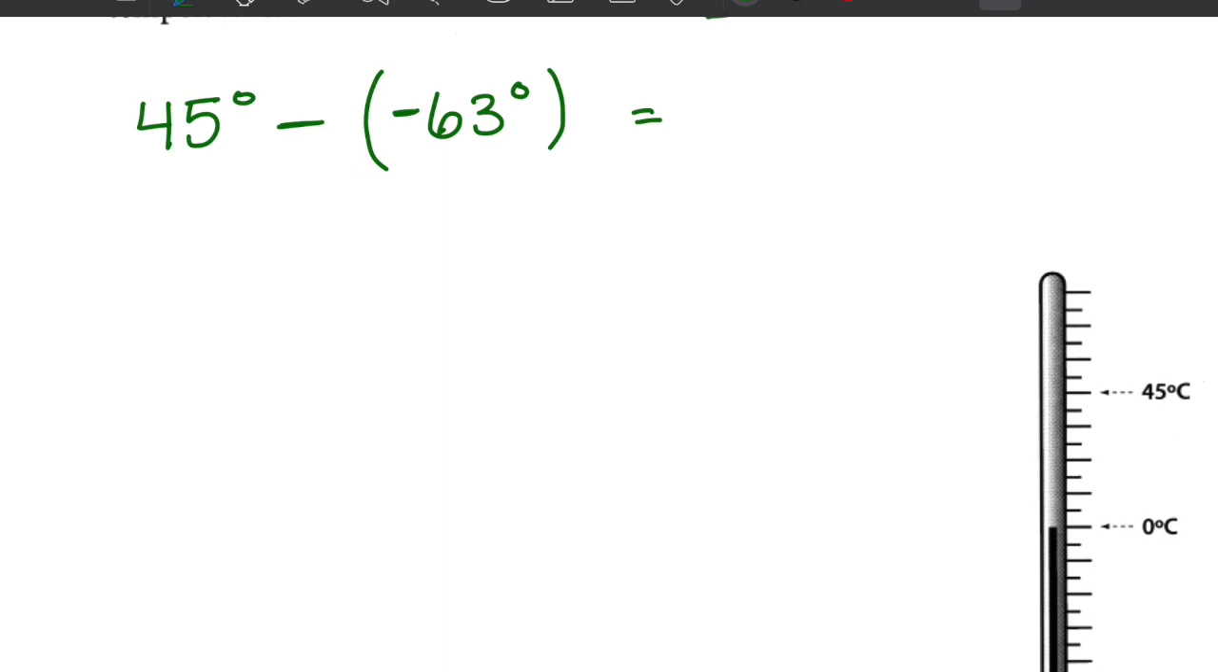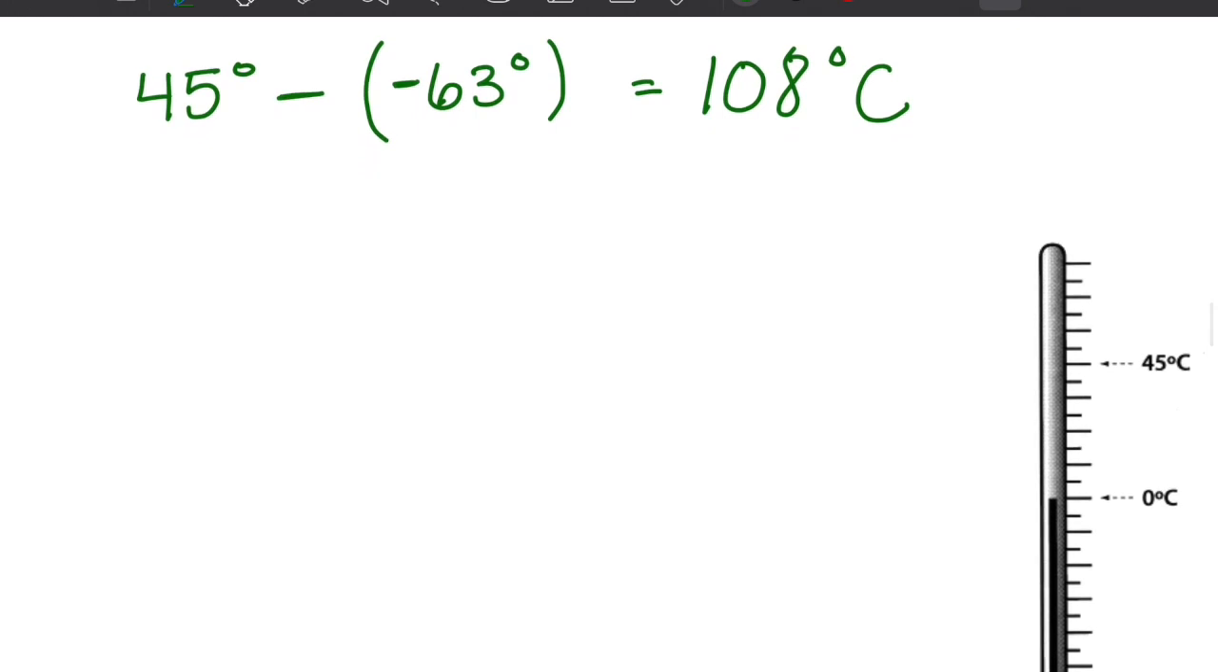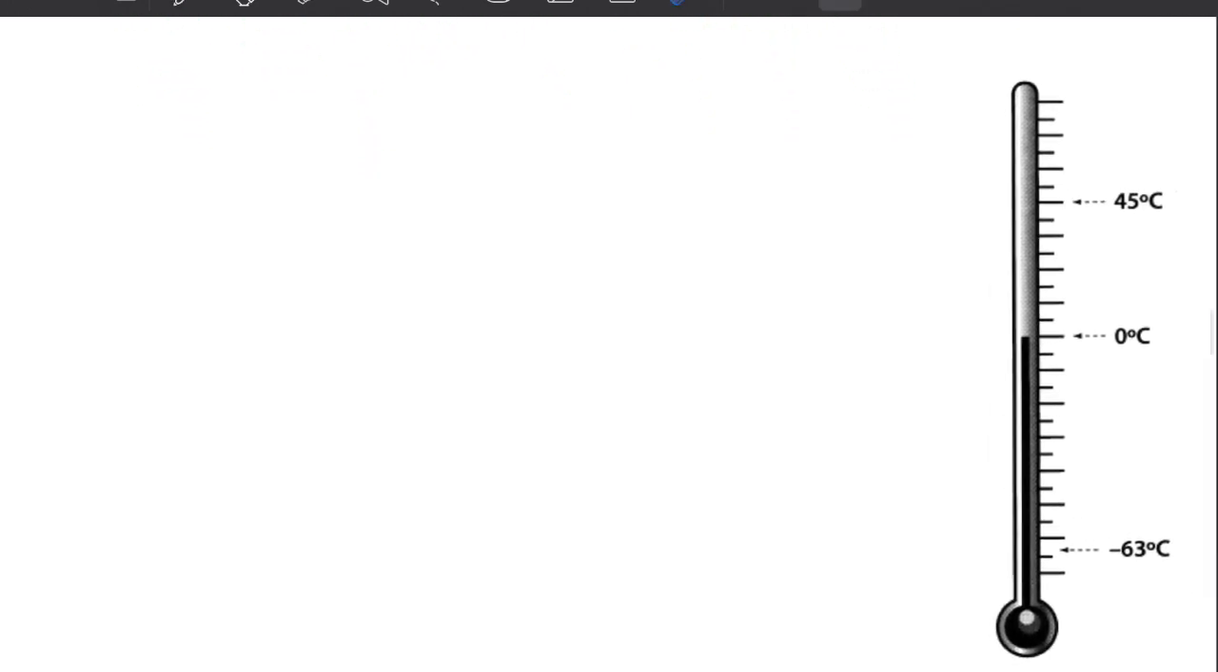So this gives us 108. And of course, we should always write the units. 108 degrees Celsius. It means between negative 63 degrees and 45 degrees, there are 108 degrees. So let's look at this thermometer here. This is a lot better than the one that I drew. If you were to count all the degrees in here, you would get 108.